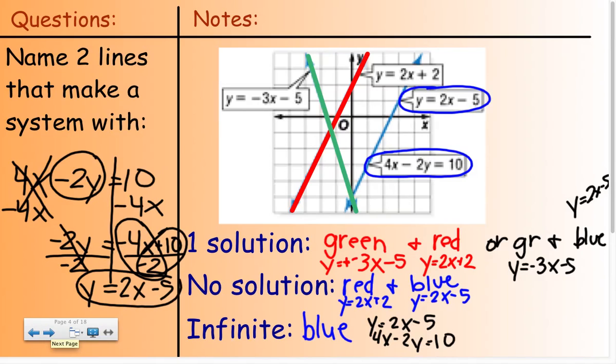Now you'll notice this equation and this one right here are exactly the same. So that's why both equations make the same line. One is just in standard form, the other is in slope-intercept form.